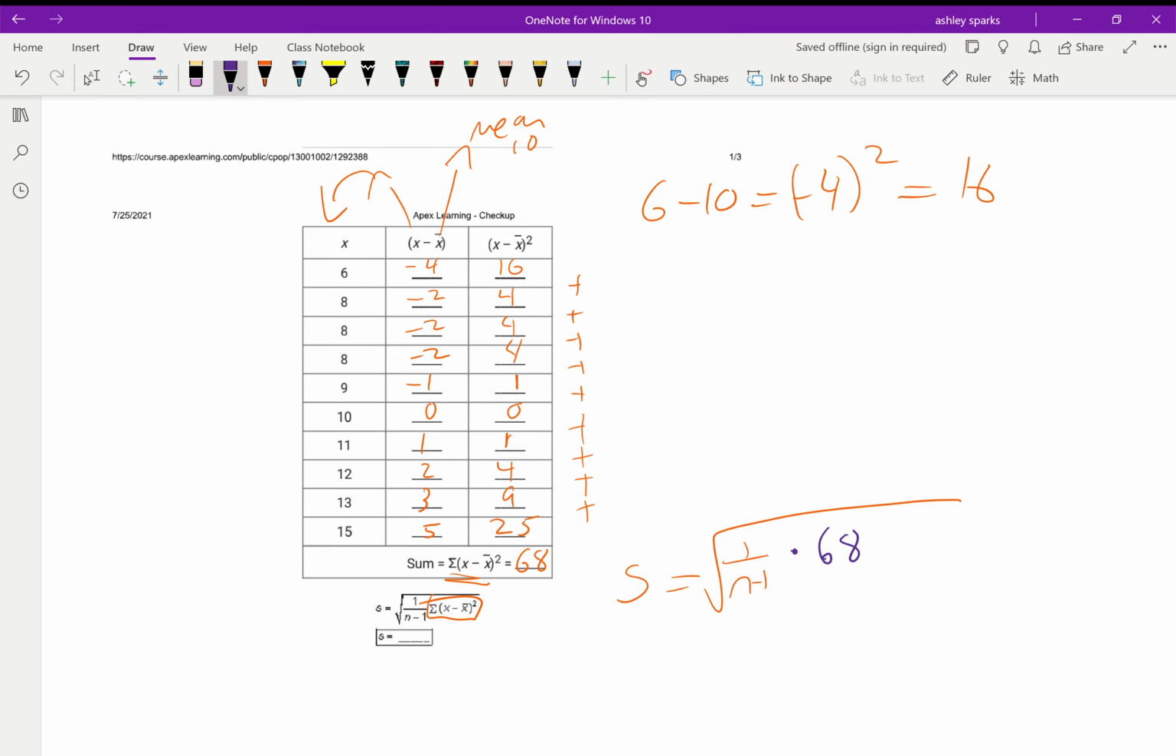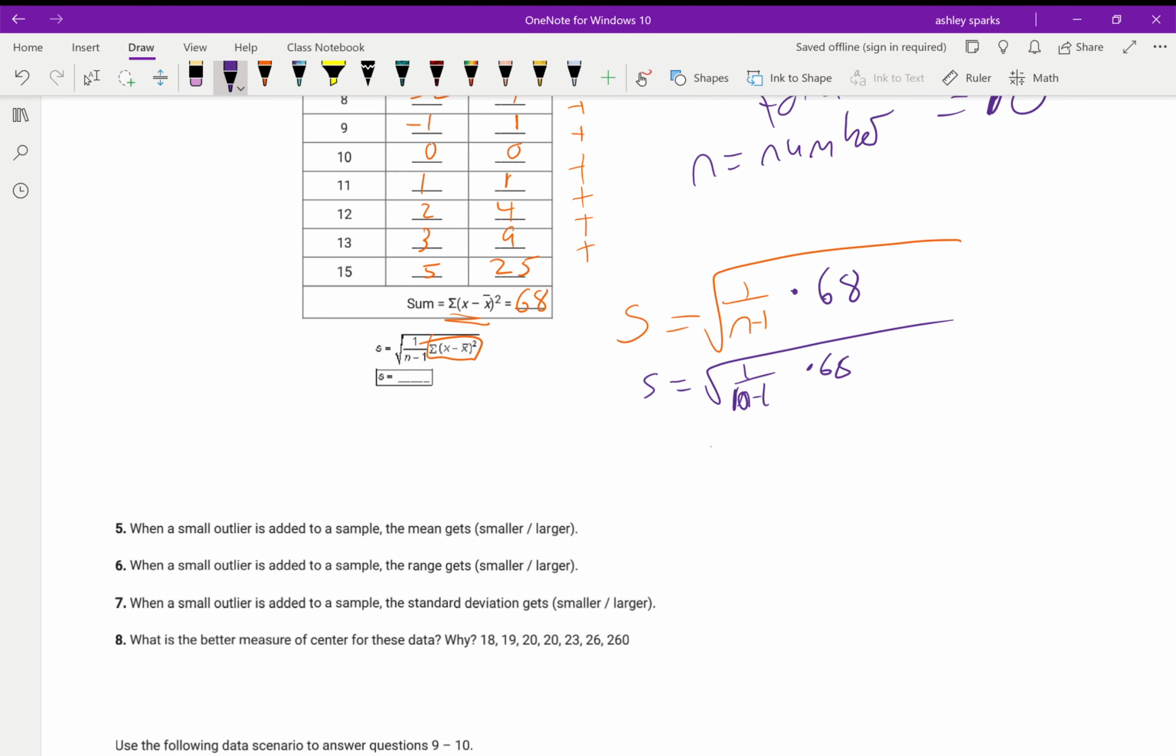Okay? So even if this formula looks a little intimidating, you can do all this work. It's just a lot of addition. N is our total number, which for us was 9, right? Or 10. 10 games. So S will equal the square root of 1 over N minus, or 10, sorry, minus 1 times 68.